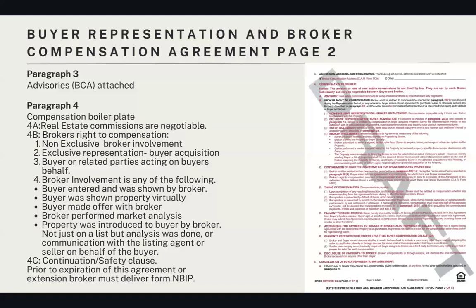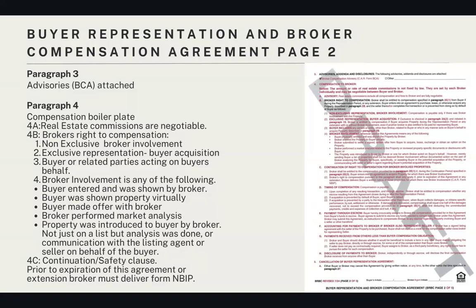Paragraph 4, compensation boilerplate. 4A, again, a reminder that real estate commissions are negotiable. You're going to see that in the BCA. You're going to see it in the buyer broker agreement. You're basically going to see it everywhere. There is a repetitiveness to that to make sure that everyone in the transaction understands that all commissions are negotiable, and there is no quote standard.